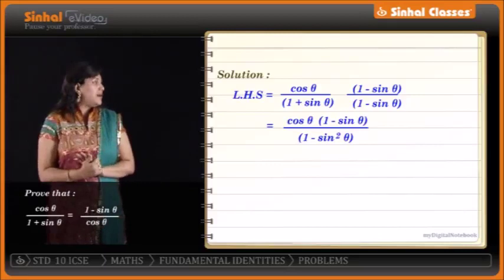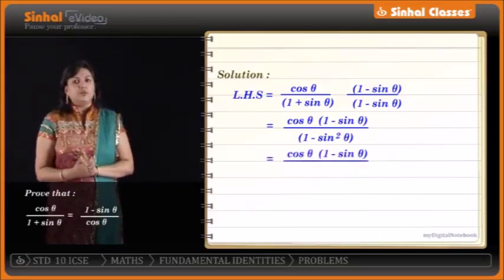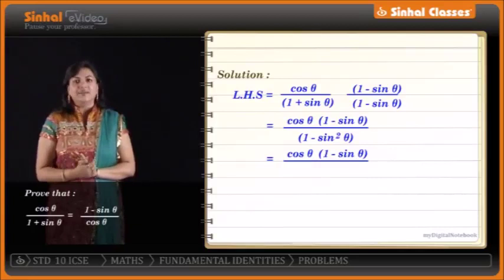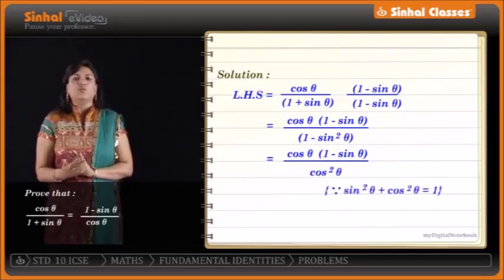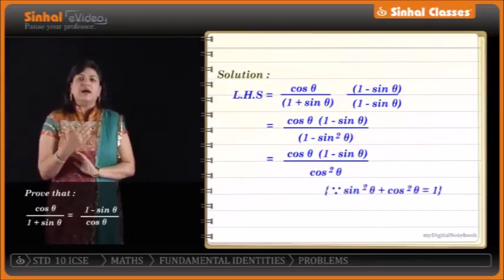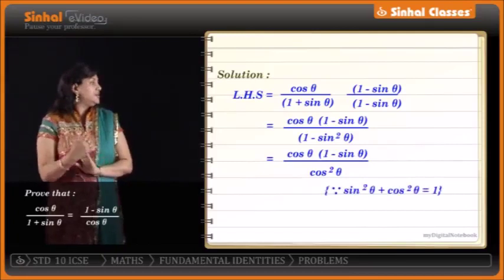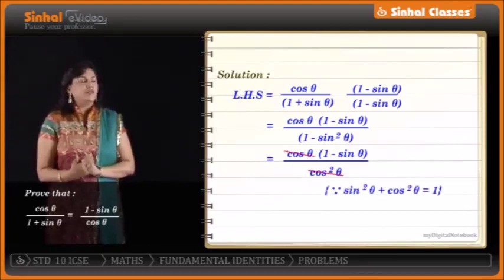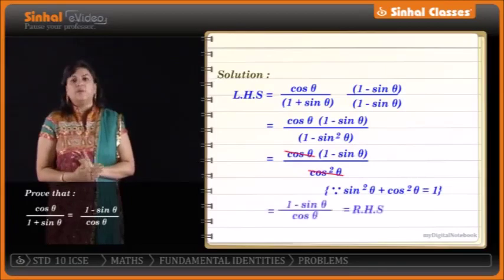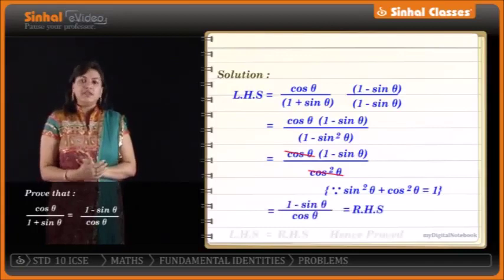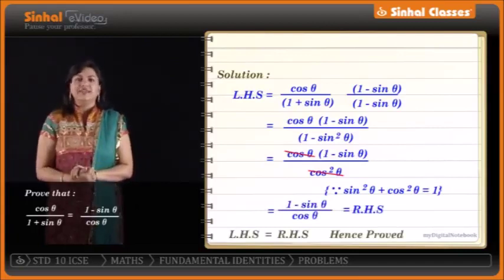Now, the next step would become cos theta into 1 minus sin theta upon. Now, what is 1 minus sin square theta? It is nothing but cos square theta, using the identity sin square theta plus cos square theta is equal to 1. Now in the numerator and denominator we have cos theta, so cancel. We are left with 1 minus sin theta upon cos theta, which is nothing but our RHS. So we have proved LHS and RHS equal.